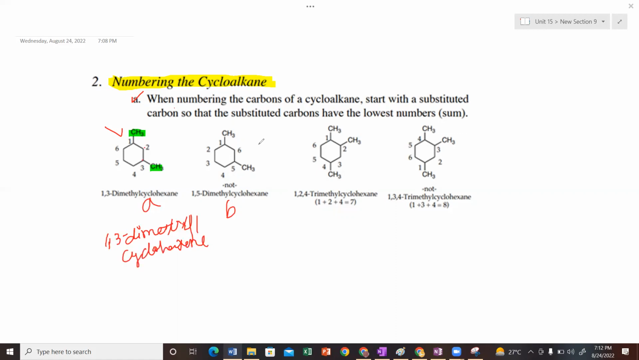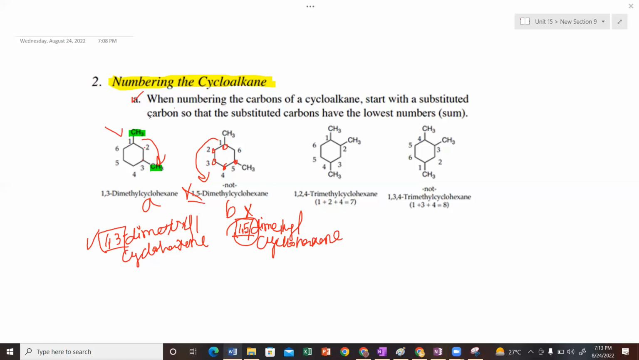If I would start numbering from this side, instead of numbering from this side, I would have two substitution on the 1 and 5 position. Carbon number 1, 2, 3, 4 and 5. That must be the wrong selection of numbering. Why? In this we would have 1,5-dimethyl cyclohexane, right? So if we have 1,3 instead of 1,5, so that one is right. But this one would be wrong because the substituents are having the highest priority of carbon instead of the lowest number. So we always select the numbering pattern in which we would have the lowest number.